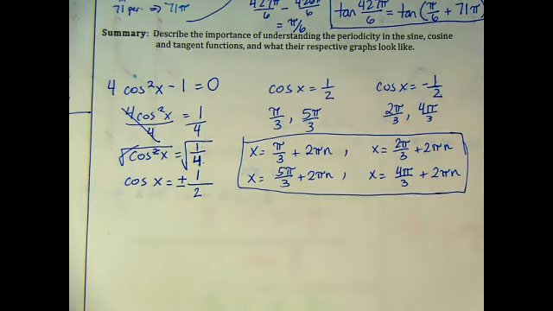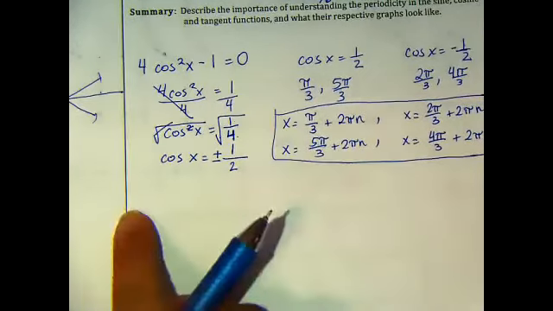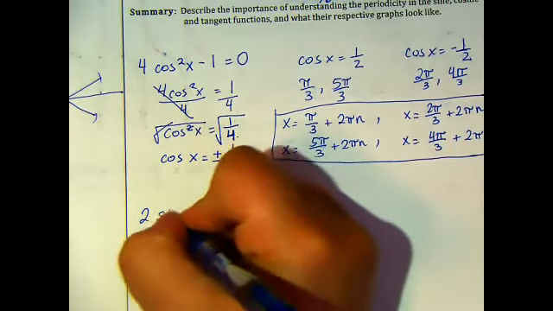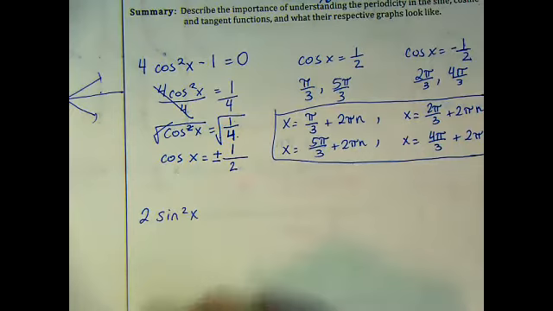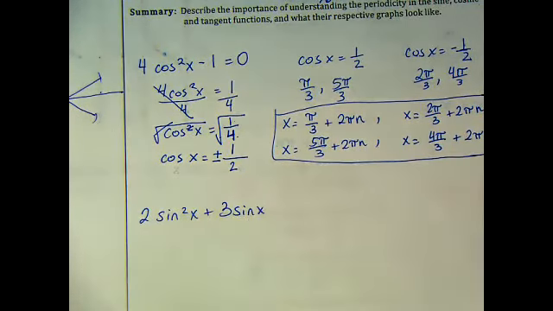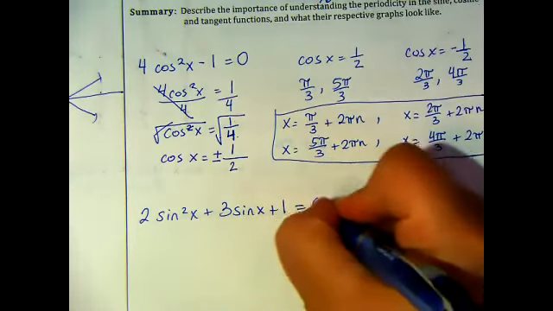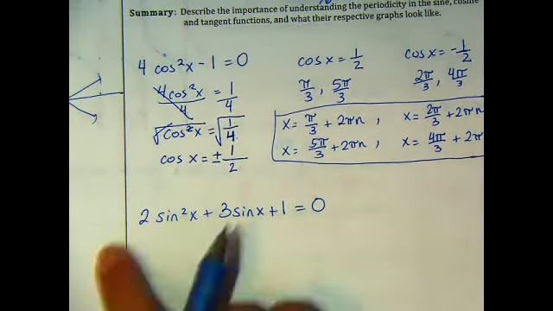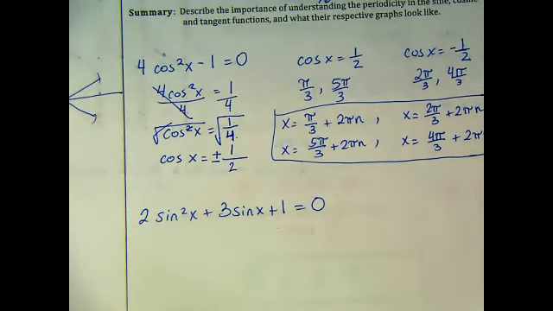Okay, let's do another example here. We have 2 sine squared x plus 3 sine x plus 1 is equal to 0. Notice each one of these starts off as equal to 0, which we want it to be since we're solving, right?